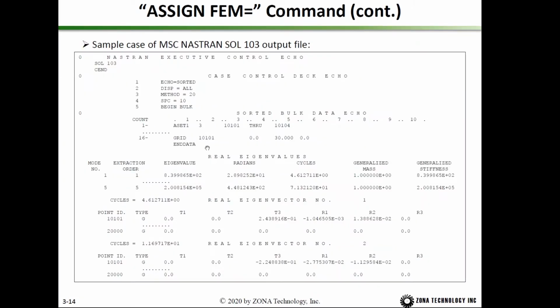So this is the typical NASTRAN output file from solution 103, and then you have to say echo equal to sort, displacement equal to all. NASTRAN will echo the input file, followed by the eigenvalues, natural frequencies, and the generalized mass and generalized stiffness, then followed by all the mode shapes.